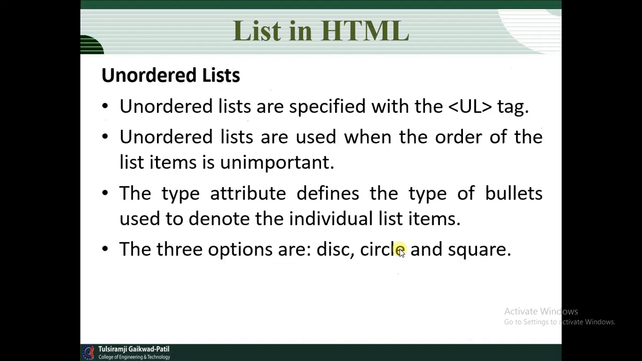Now, what do you mean by an unordered list? Unordered lists are specified with the UL tag. Unordered lists are used when the order of the items is unimportant. When we don't need any special order, at that time we can use the unordered list. The type attribute defines the bullets used to denote the individual list items. Three options are here: disc, circle and square.